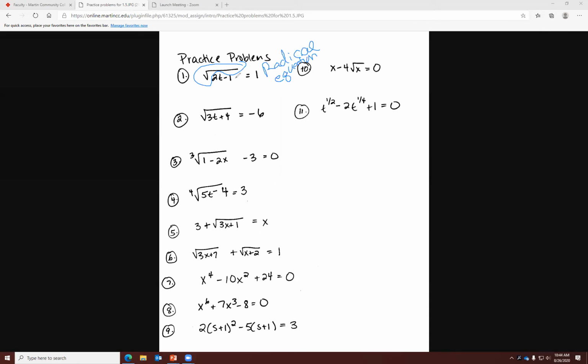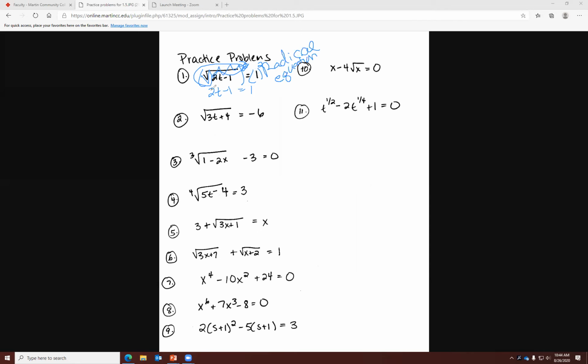So then we want to get rid of the radical symbol. And how do we get rid of a square root? Well, we square it. And whatever you do to one side must be done to the other side, okay? So what happens when you square a square root? It just goes away, okay? So now we're left with 2t minus 1 equals 1 squared, which we know is 1. And now this is just a basic linear equation, and we can solve it like we know how to do.